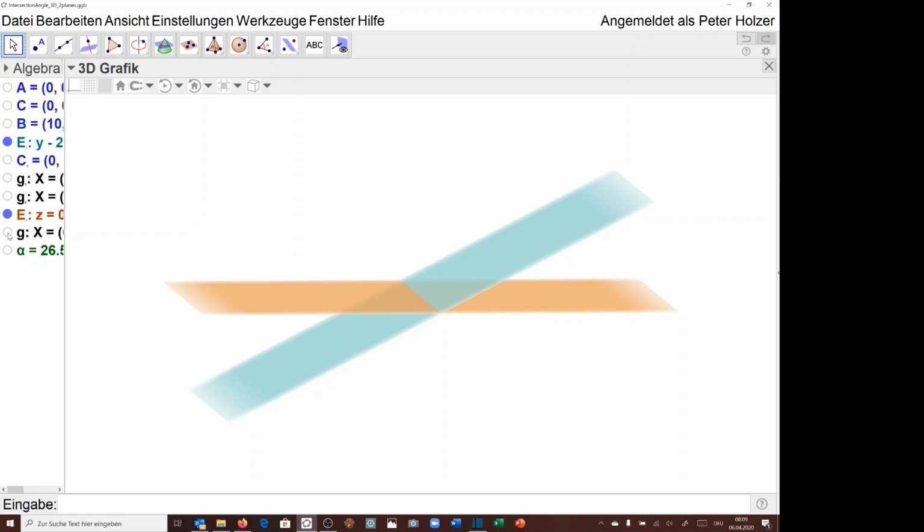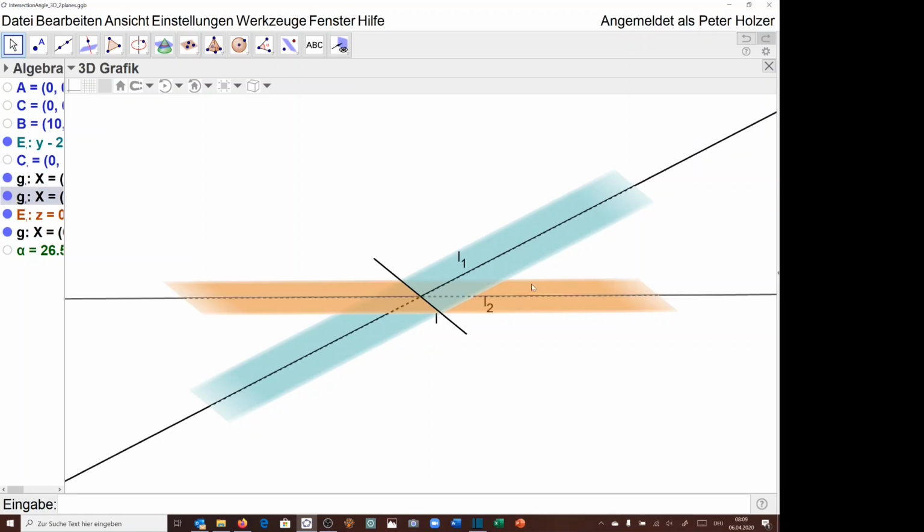Let us start by looking at the line of intersection of these two planes, and then let us draw a line in the first plane here that is perpendicular to the intersection line, and another line in the other plane that is also perpendicular to the intersection line, and that intersects with the other line L1. And now the angle between the two lines L1 and L2 is just the angle between the two planes.